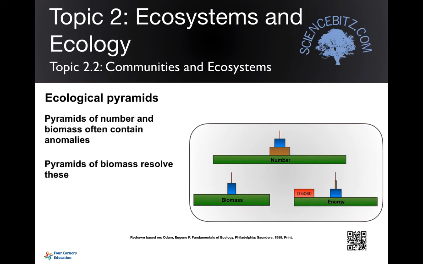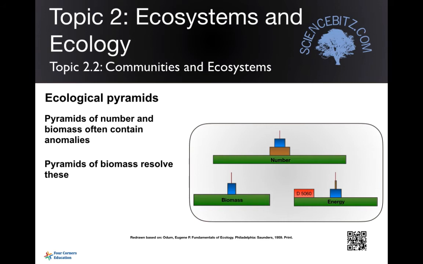Okay, I've just noticed that there's a mistake in this slide. It should say pyramids of energy resolve these. So both pyramids of number and biomass often contain anomalies. That's what we've looked at, where they're inverted, where they're upside down. But pyramids of energy actually resolve this. Pyramids of energy are always going to be pyramid shaped because they're showing the amount of energy actually being passed on between each stage, each trophic level.